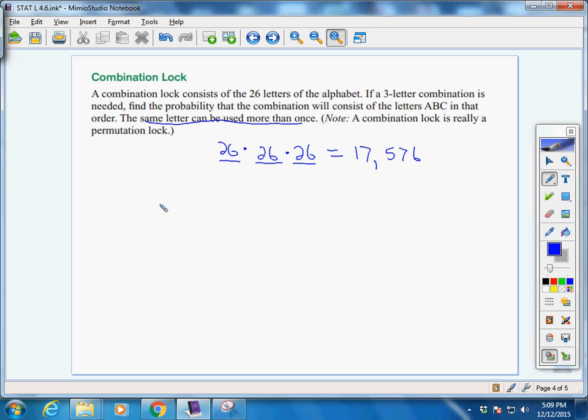17,576. That's not our answer though, because we want the probability that it will consist of the letters A, B, and C in that order. Well, how many different ways can we have an A, then a B, then a C? Just 1. So it ends up being 1 over 17,576. And we can just imagine how small of a chance it is, or how small the decimal number is.